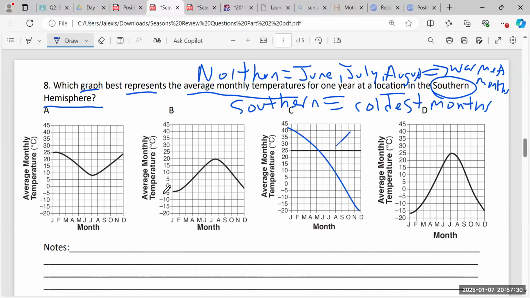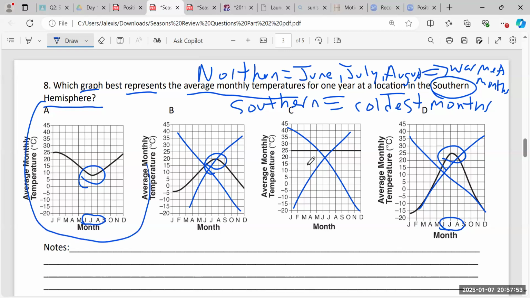So C, all temperatures are the same, is incorrect. And look at B and D. They have the warmest temperatures during June, July, and August. That's not going to work for the southern hemisphere. June, July, and August in the southern hemisphere has to be the coldest months. And that's why choice A is going to be the answer.